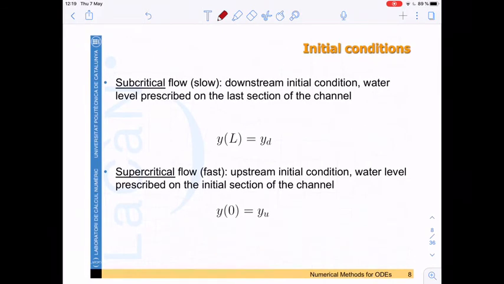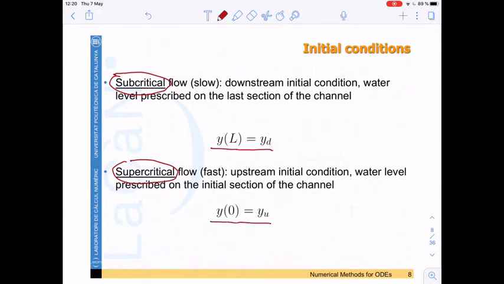For a first order ODE, we need one initial condition. Our hydraulic modeling also tells us that depending on whether we are considering subcritical flow or supercritical flow, the initial condition is required downstream or upstream. So what is important here is that we need to prescribe one of these two initial conditions. We cannot prescribe two initial conditions for a first order ODE. This would lead to a problem with no solution.